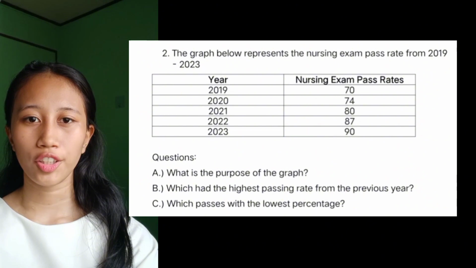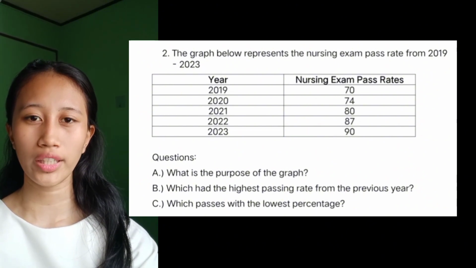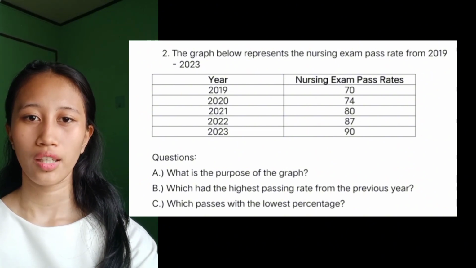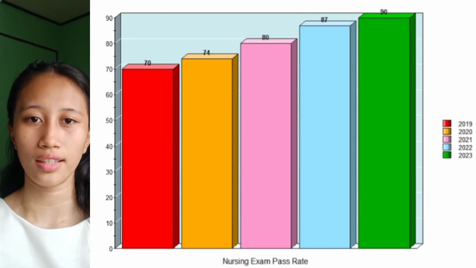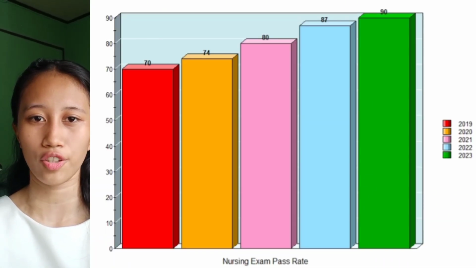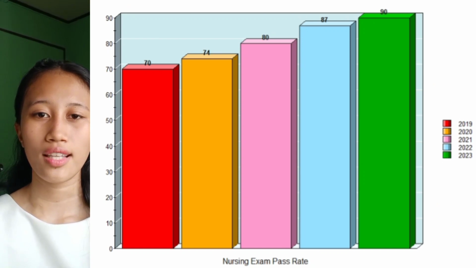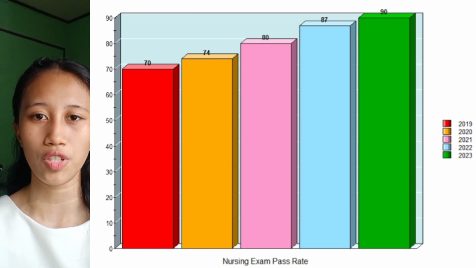Another example is this graph which represents the nursing exam pass rate from 2019 to 2023. The y-axis represents the exam pass rate and the x-axis represents the year. In 2019, 70% passed the exam. In 2020, 76%. In 2021, 80%. In 2022, 87%. And in 2023, 90%.